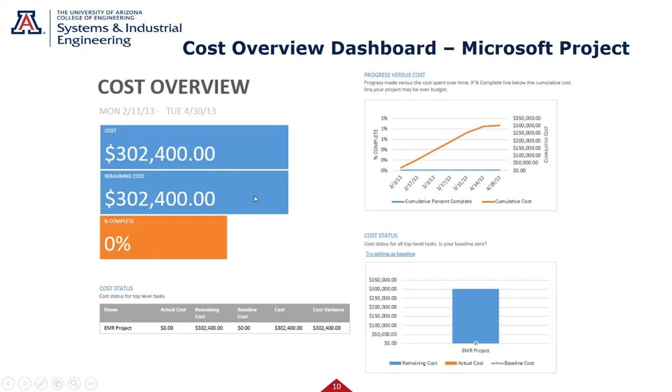$302,000. Remember, I put it in at $100 an hour. So total cost, remaining cost. We haven't started it yet, so we have a remaining cost equal to the total cost. Once we get into Chapter 13 and we start actually saying how much is done, you'll see the remaining costs change and the percent complete change. We're at 0%, we haven't started it. So here's a total budget and so forth.